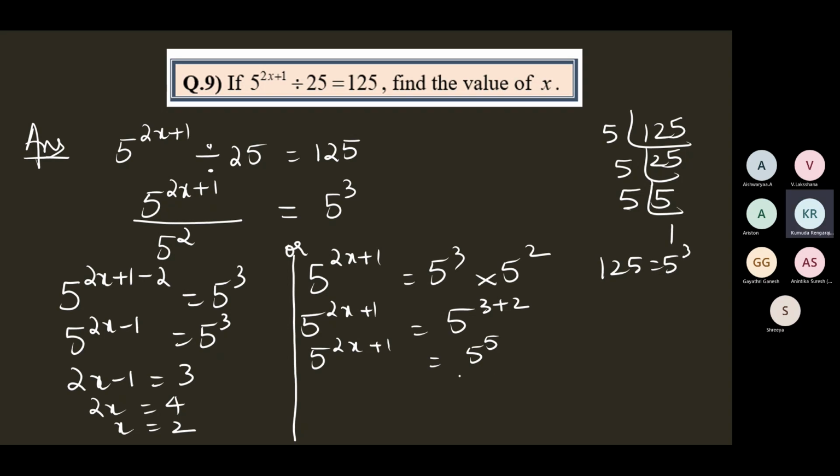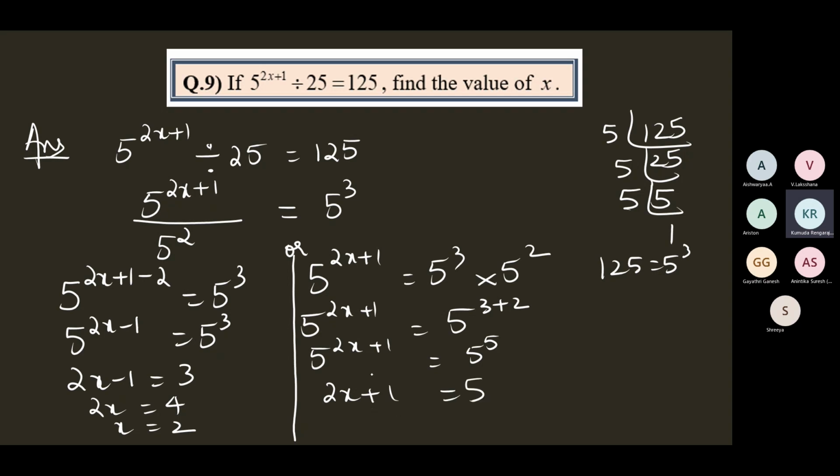Now you see that the LHS and RHS are completely simplified. LHS is simplified, RHS is also simplified. You cannot do anything further with the LHS or the RHS alone. At this point, you should write that bases are same on both the sides, so equating the powers we get 2x plus 1 is equal to 5.